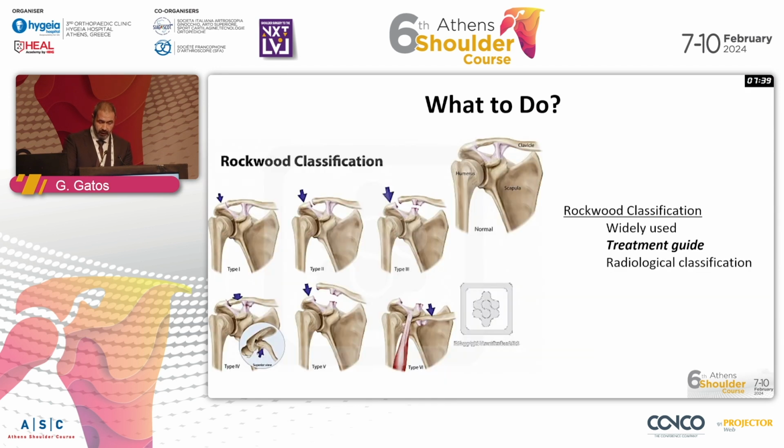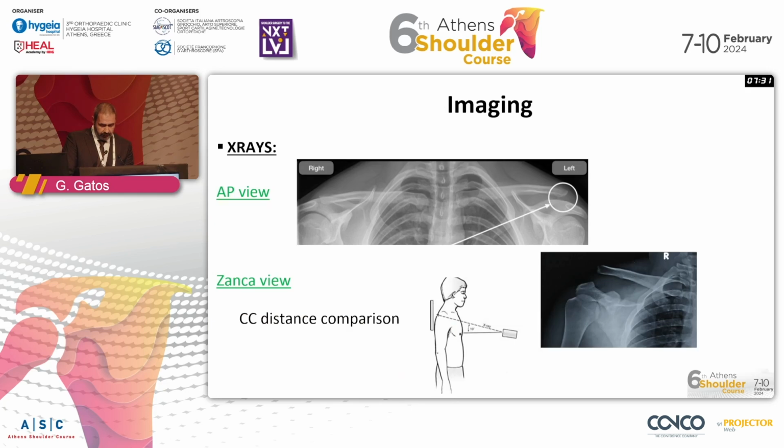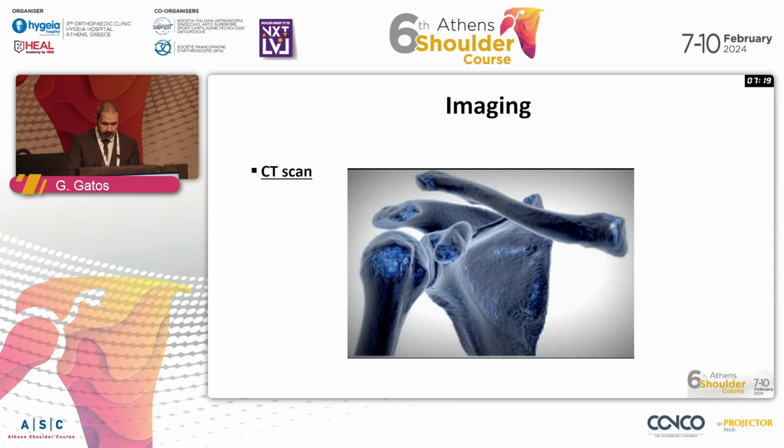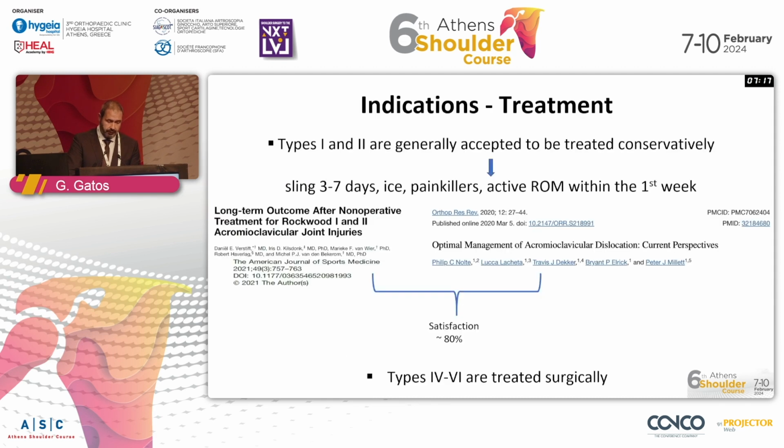So what to do? We still have the Rockwood classification. It's widely used, it's a treatment guide, and it can be assessed radiologically. We need imaging: X-rays, the AP view, the Zanca view, and the Alexander view, which gives us a visualization of the override of the clavicle to the acromion. We also have the CT scan.